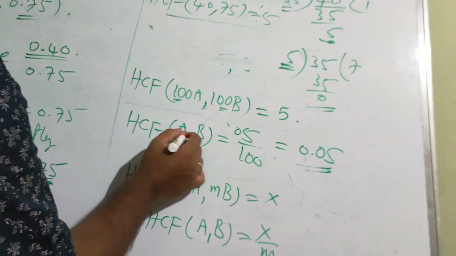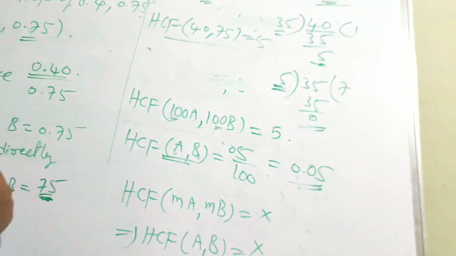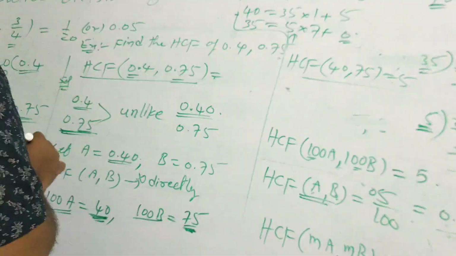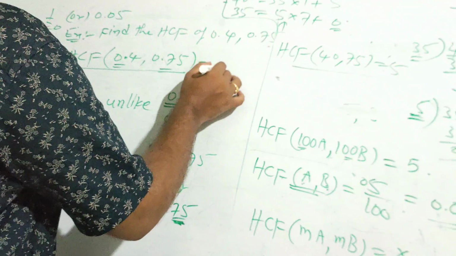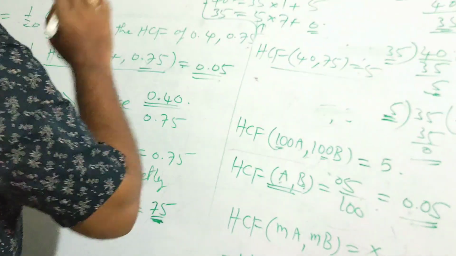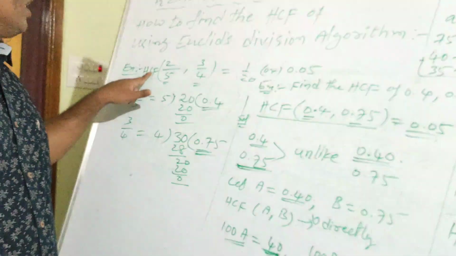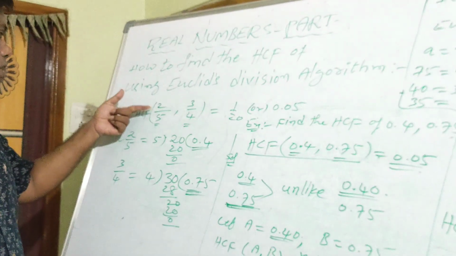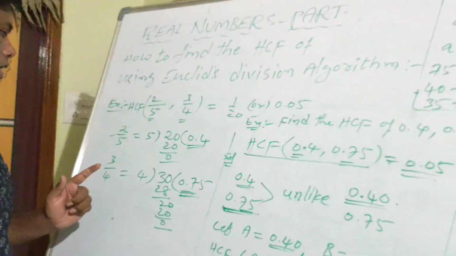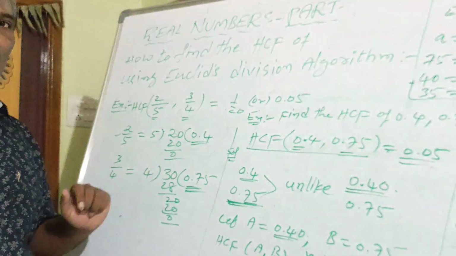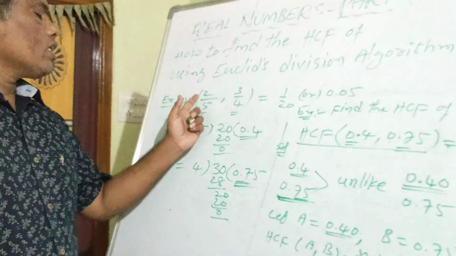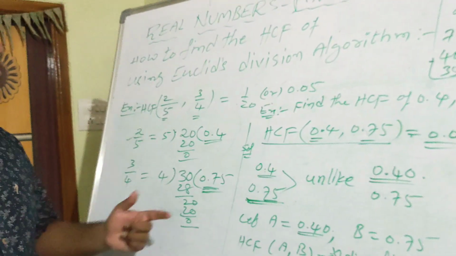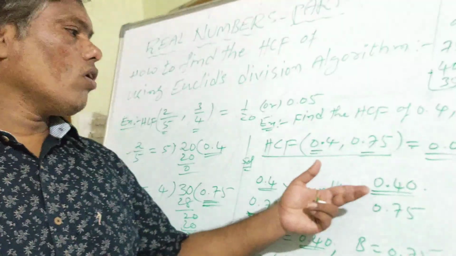So A comma B means 0.4 and 0.75. So the HCF of 0.4 and 0.75 is 0.05. Here also we got the HCF of 2 by 5 and 3 by 4 as 0.05, so these two are the same. 2 by 5 is the same as 0.4, and 3 by 4 is the same as 0.75. So we got the HCF in terms of fractions, and in the form of decimals also we found the HCF and got the same answer.